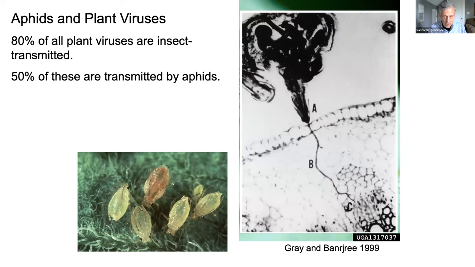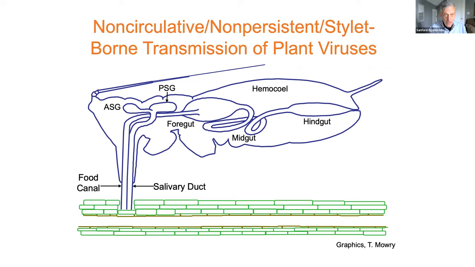And a lot of that is attributable, again, to this interesting way they feed. They can get to the key tissues in a plant. Phloem tissue is often a target tissue for infection by viruses. Seems to be a match made for this, and it's probably been going on for a very long time. There are a couple different ways that viruses can be transmitted by aphids.